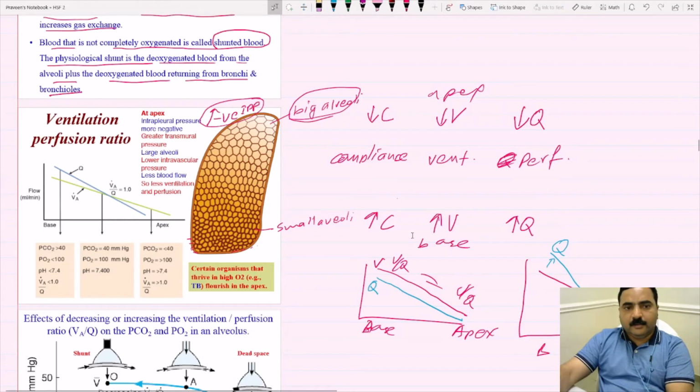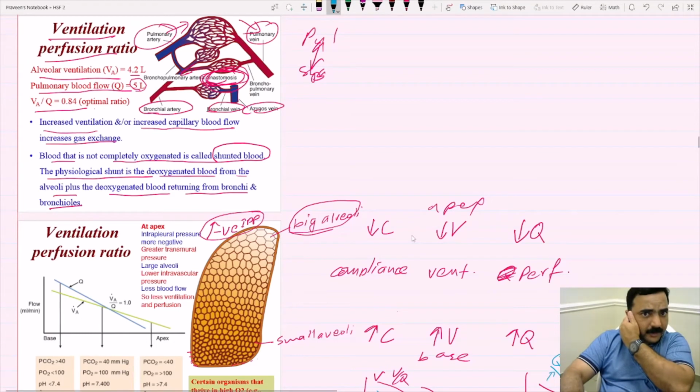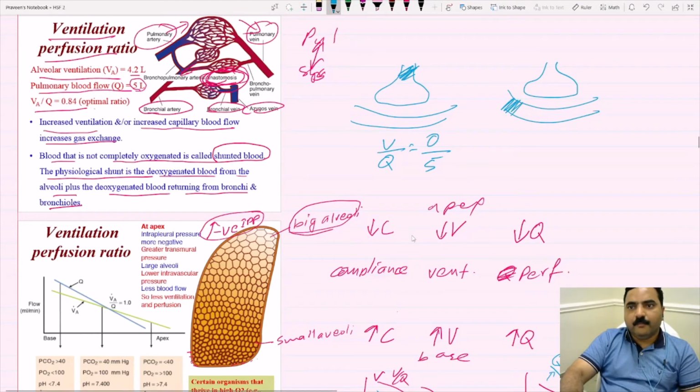Not only this concept, for example, if the alveoli is completely blocked in this scenario, what happens to the V by Q? Here the V is 0 and perfusion is 5. Whereas if you have a scenario where you are blocking the blood supply, what happens to the V by Q ratio? In this case it is 4.2 divided by 0. That means the perfusion is not coming over there.